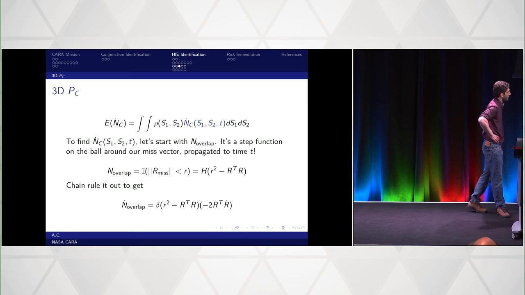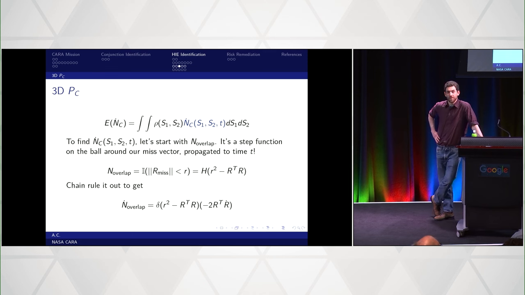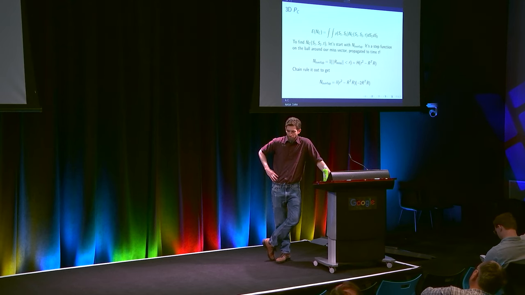And to calculate that, we're actually going to start with n overlap, which is a step function around our collision ball. Yes, it's in fact exactly our collision ball. That should be familiar. And we can go ahead and rewrite that as a Heaviside step function of r squared minus r transpose r. It's just a little bit of algebra. And now we want to take the derivative of a non-continuous function, which I'm telling you is that thing at the bottom there. It's that weird delta multiplied by minus 2 r transpose r dot.